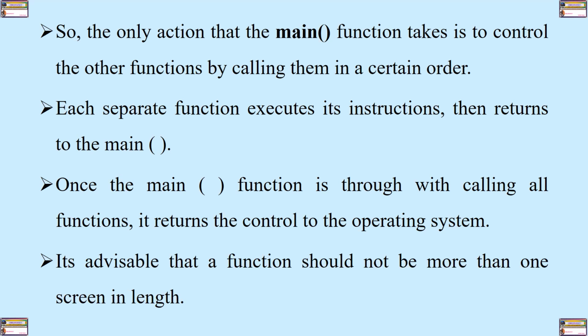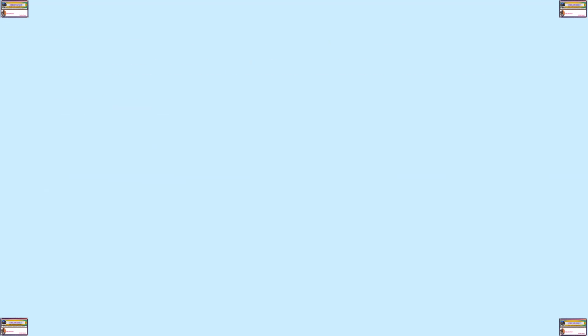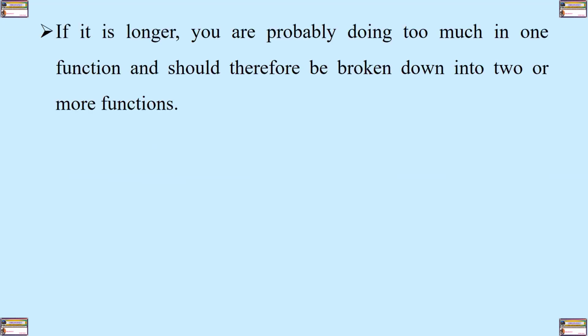It is advisable, therefore, that a function should not do more than one activity, and one function should not be more than one screen in length. If it is longer, you are probably doing too much in one function and it should be broken down into two or more functions. Simply put, never combine several activities within the same function. Let each activity be within its own function.